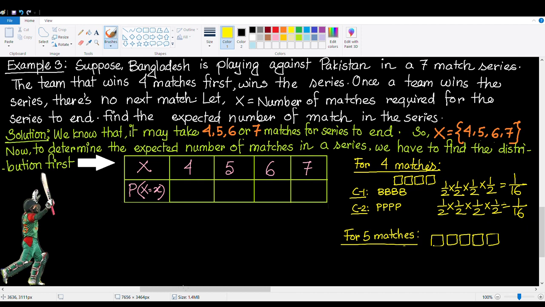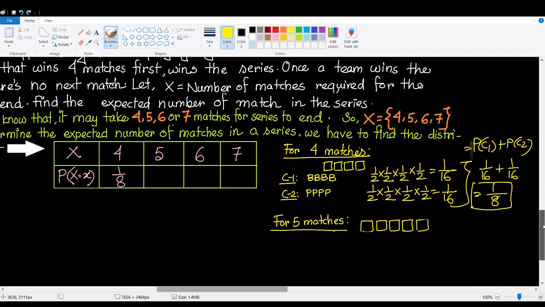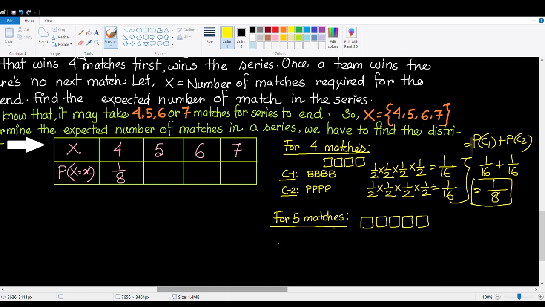Now, finally, we can say that the probability of the series to end in 4 matches equals 1 by 16 plus 1 by 16, right? We got it from P of C1 plus P of C2. Okay, so it's 1 by 8. So this is 1 by 8. Let's put 1 by 8 here. And again, let's go to the next case, which is for 5 match.